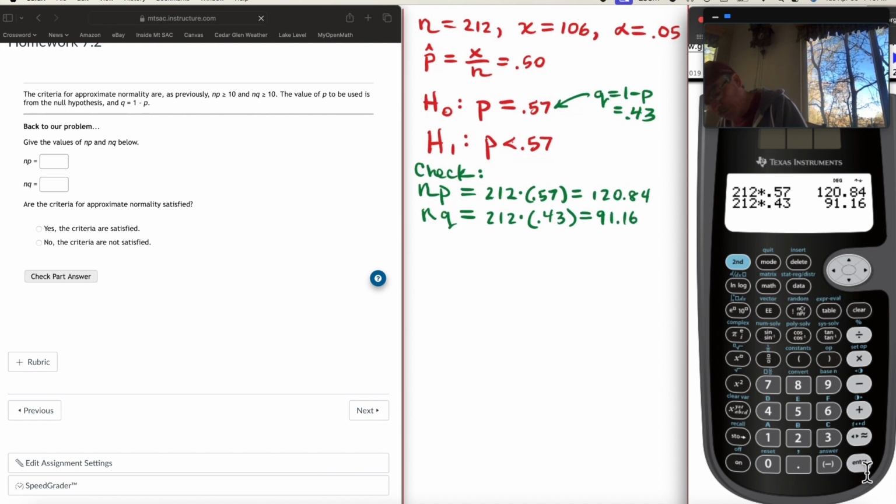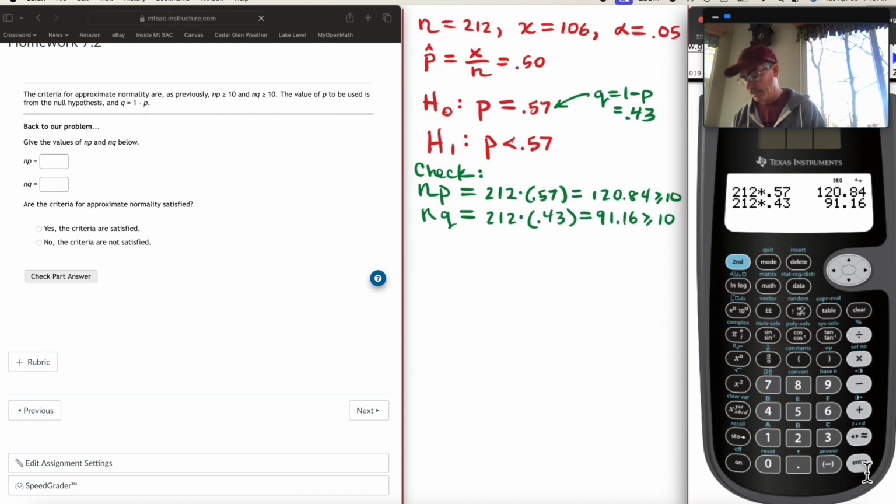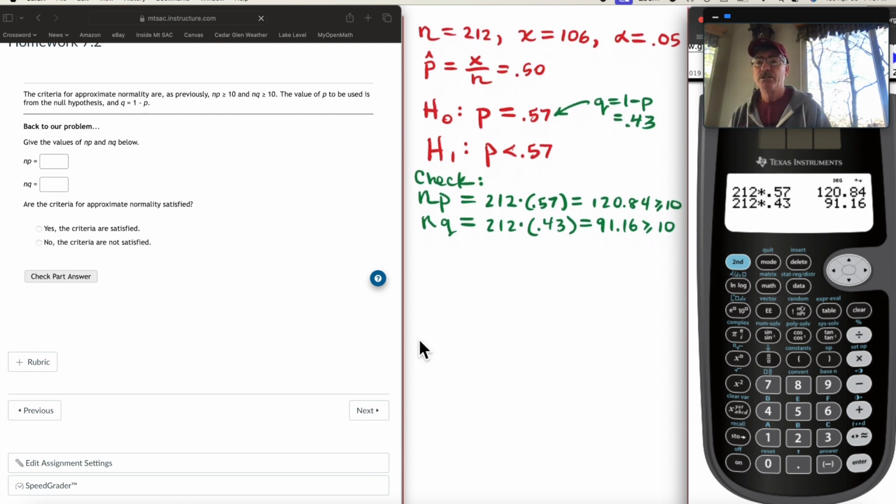Remember, we require that both of these are at least 10 in length. That's the left tail and the right tail of the binomial distribution. Those need to be at least 10 in length to get the symmetry we need to use a normal approximation on that. So we can go ahead and put these values in here to the homework.